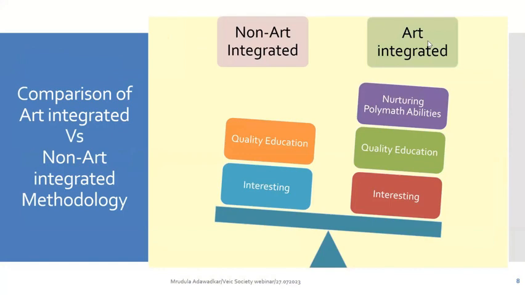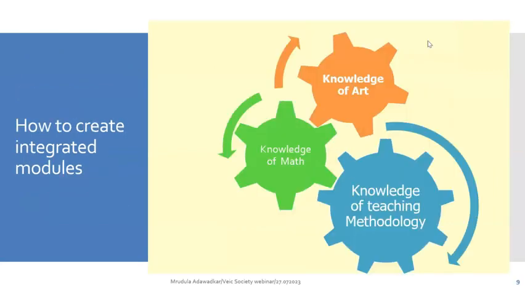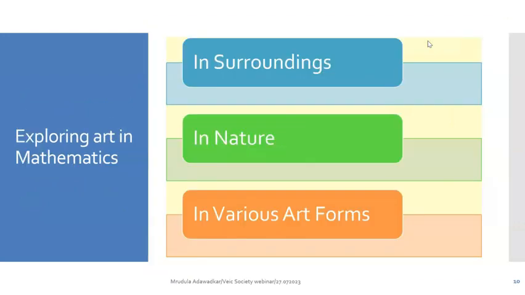So definitely you all would agree, and I don't have to say anything, that art integrated modules in the teaching learning process will work miracles. The driving force behind this module is knowledge of art, knowledge of mathematics, and knowledge of teaching methodology. These three should come together to create new knowledge that we can provide to the new generation, because we have not thought of creating new knowledge for the new generation. We have created new technology, but we have to create new knowledge also for the new society.